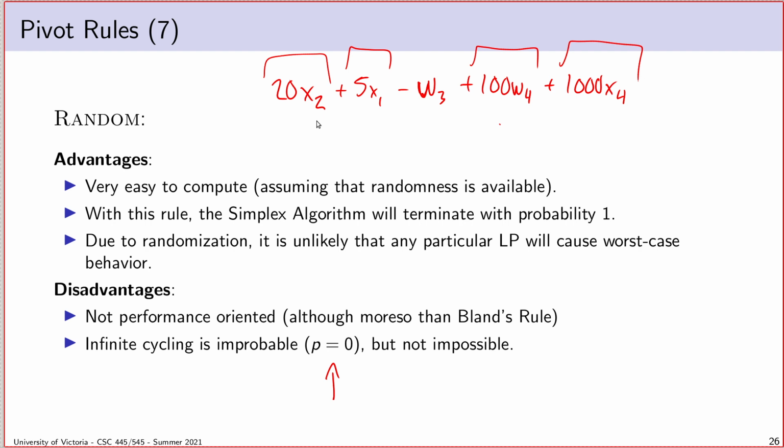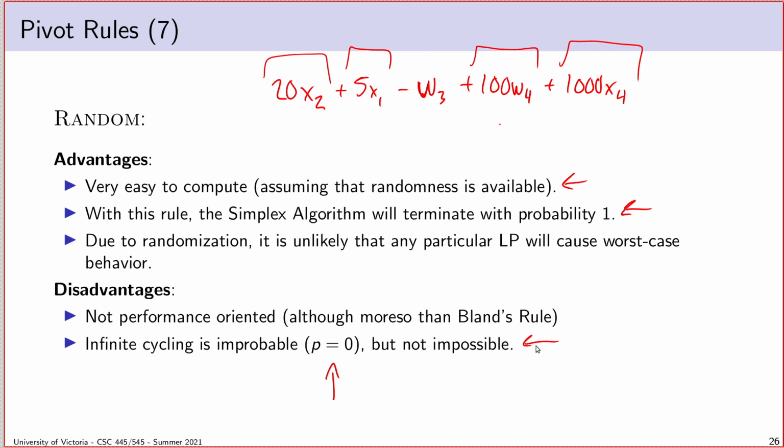And the other thing is, assuming that random numbers can be computed, it's really easy to compute your entering variable. You just collect all of the candidates and then choose randomly from among them. That doesn't mean randomness is easy to create. If you're listening to this and you know about randomness, I'm not claiming that it's easy to get random numbers. I'm saying if you have random numbers, you don't have to worry about anything else besides whether the coefficients are positive in the objective function to decide what your pivot is.